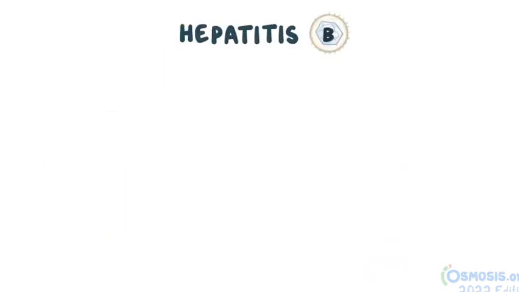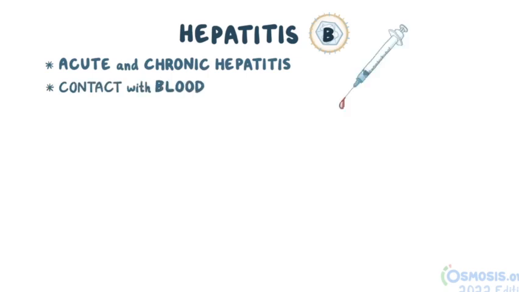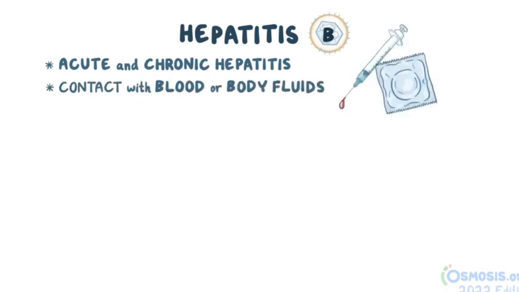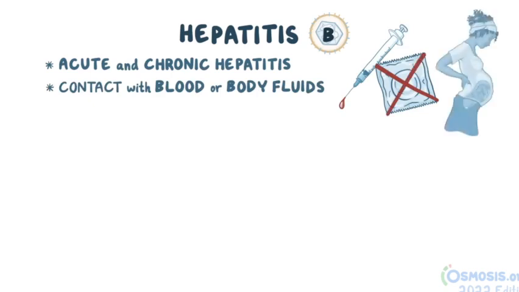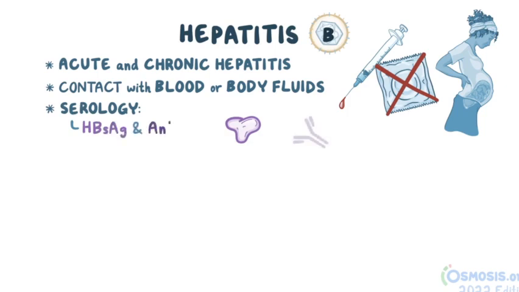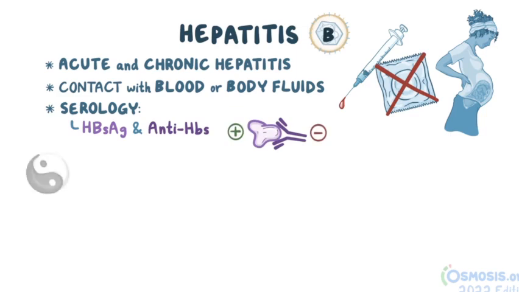Next is hepatitis B, which can cause acute hepatitis and chronic hepatitis. It's caused by contact with blood, like sharing needles or syringes, and contact with body fluids, like unprotected sex, or can pass from mother to child during labor and delivery. Testing for hepatitis B requires sending serology. First, there's hepatitis B surface antigen and anti-HBs, which is the antibody to hepatitis B surface antigen. Usually, if one is positive, the other's negative, sort of like yin and yang.